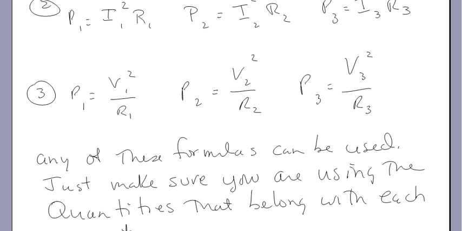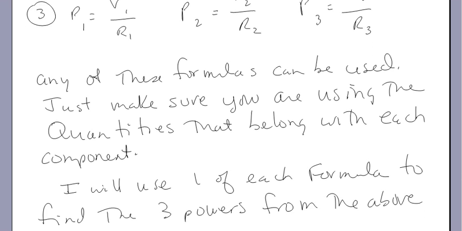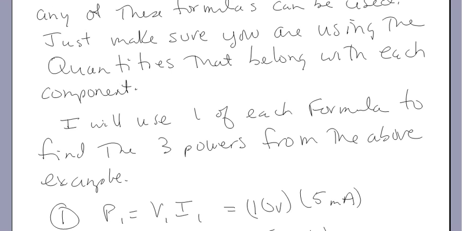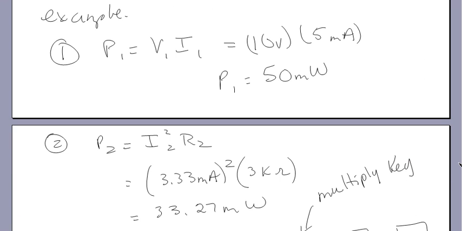Or, excuse me, V squared over R. So we can use any one of these three formulas to get the same answer. Any of these formulas can be used. Just make sure you are using the quantities that belong with each component. So I will use one of each formula to find the three powers from the above example. The first formula I'll use is P1 equals V1I1. The voltage across resistor 1 was 10, current 1 was 5, so P1 is 50 milliwatts.